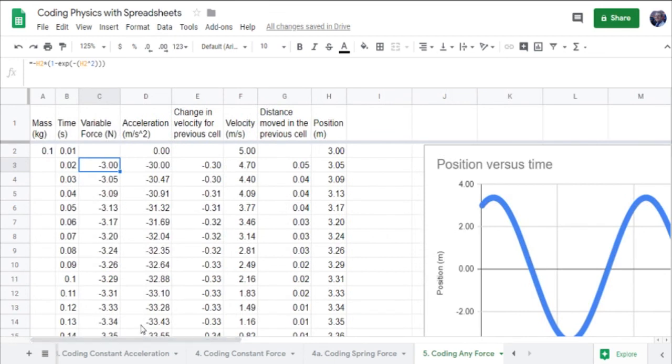But anyway, like I said, now that you have this machinery, you can literally study any force that you want in physics. You can replace this formula with anything that interests you, any problem that you have in your textbook, and you can get an idea of how the thing moves with respect to time.